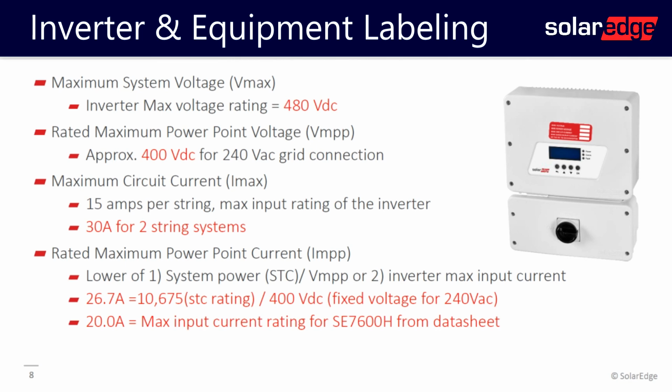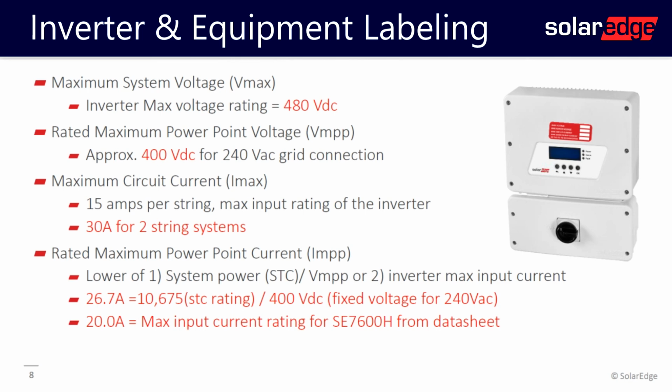The last and most tricky calculation is the IMP. You're required to do a calculation and a lookup and choose the lower of the 2 values. So let's do our calculation first. We need to find our system current. So you take your system power at STC and divide it by your voltage at maximum power. In this example, we took our system, which was 10,675 watts, divided by our voltage at maximum power, which is 400 volts DC, and we find 26.7 amps.